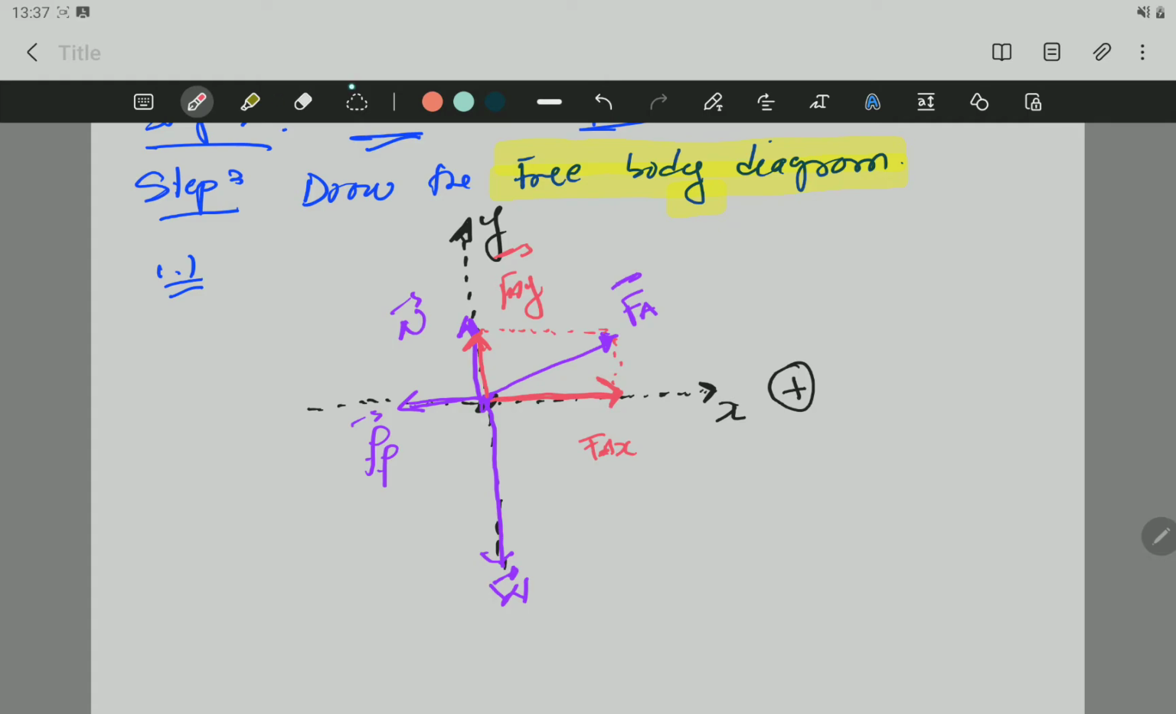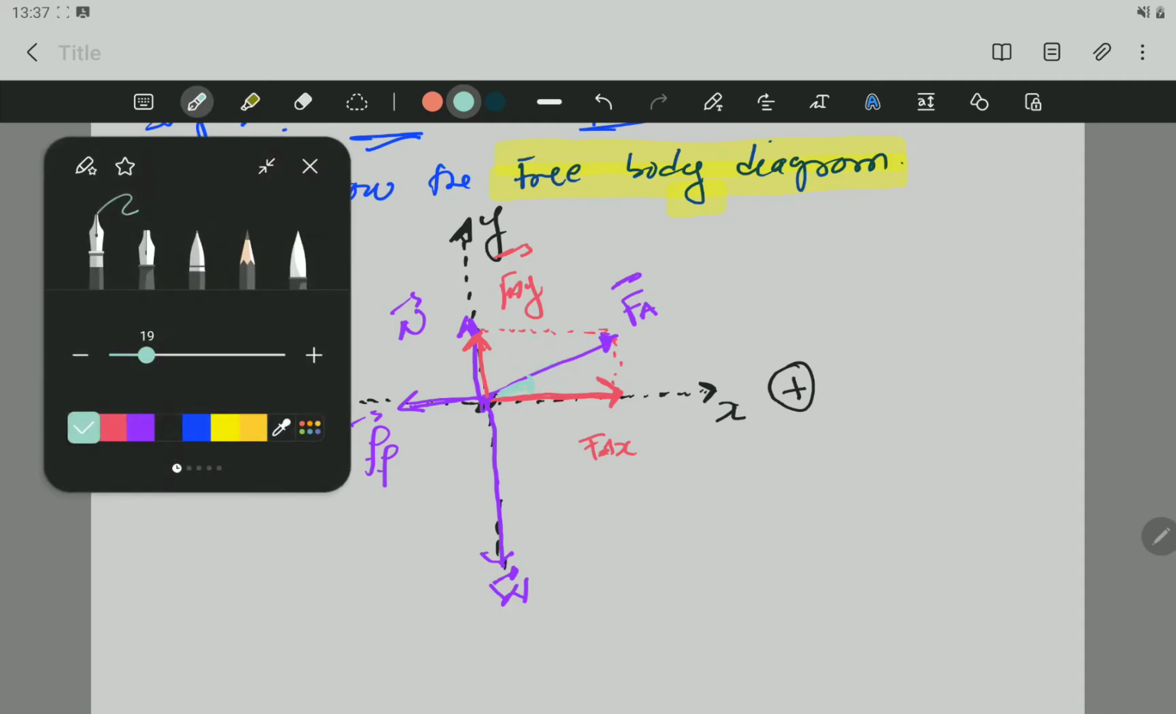Now, what else is known here? This is not part of the diagram, but I'm going to do it anyway. I'm going to show this angle here. That color is not a good color. Let's get another color so that you can see what angle I am talking about.